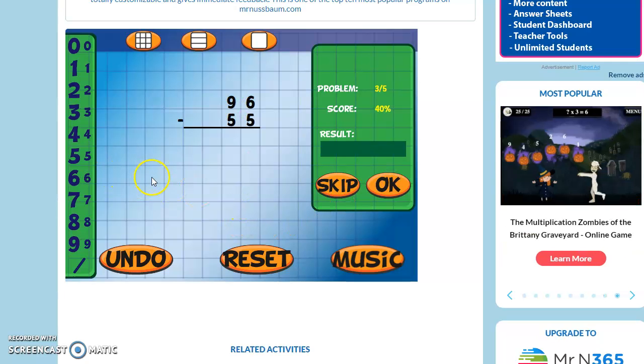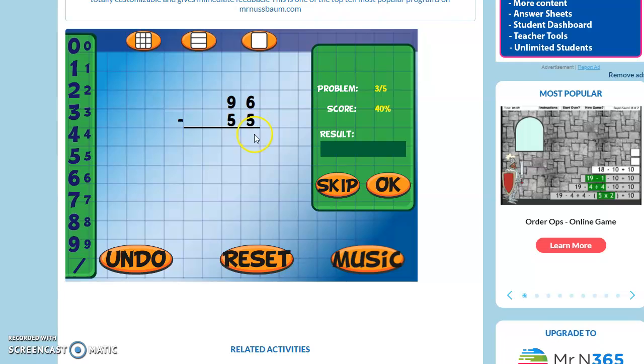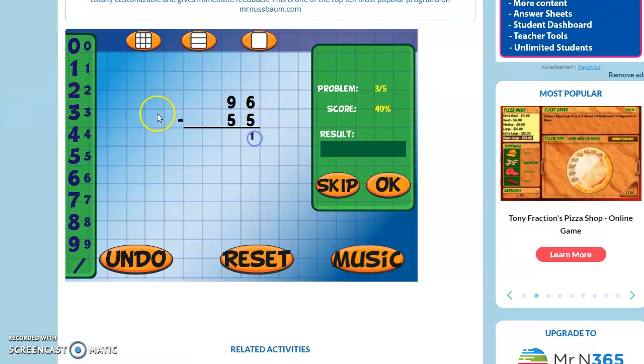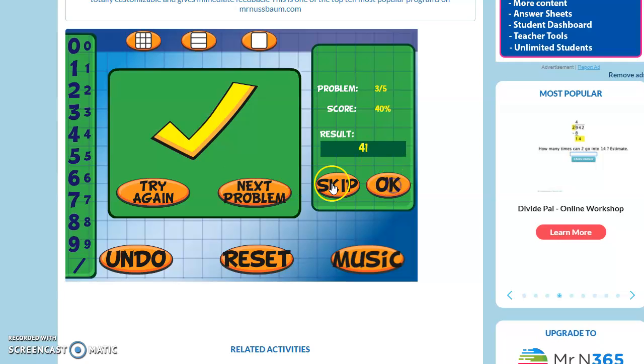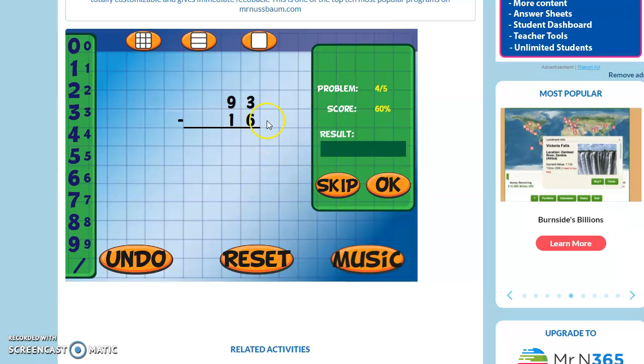Okay, I'm going to do one more here. This one, I can take 6 minus 5, so I don't have to regroup. So I've got a 1 there. I've got a 4 there. So I just type in my 41. See if we can get one more with regrouping here.